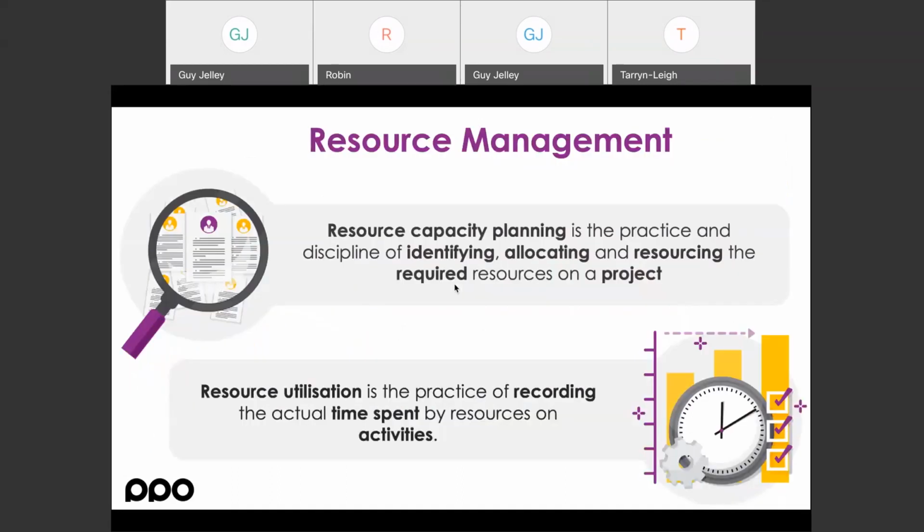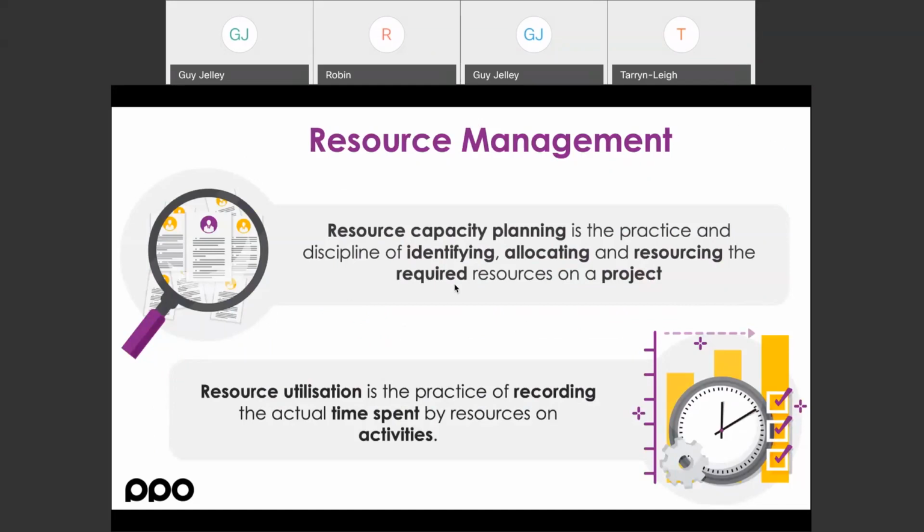Okay, for the sake of today's webinar, resource management is really, in my mind, two different components. Resource capacity planning, which is the practice and discipline of identifying, allocating, and resourcing the required resources on a project. And then resource utilization, which is the practice of recording the actual time spent by resources on activities. So I see resource capacity planning as the forward-looking, the to-be picture, what our resources are planned to work on, so the plan view. And then resource utilization is the actual view, the backward view: what did we spend time on.